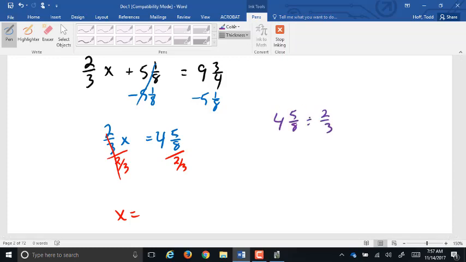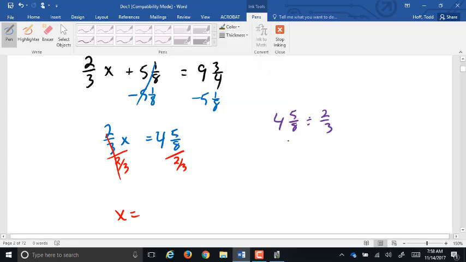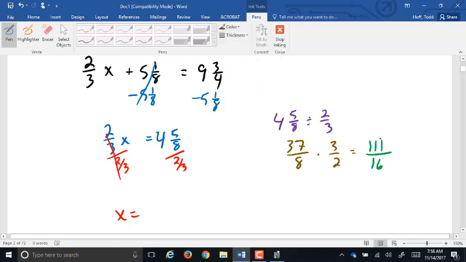divided by 2/3. That's probably right, but we'll go through the process. 4 times 8 is 32, plus 5 is 37 over 8. And this is going to be times 3 over 2. So we have 37 times 3, which is 111, correct? 8 times 2 is 16. 111 divided by 16 is 6 15/16. Correct? Perfect.